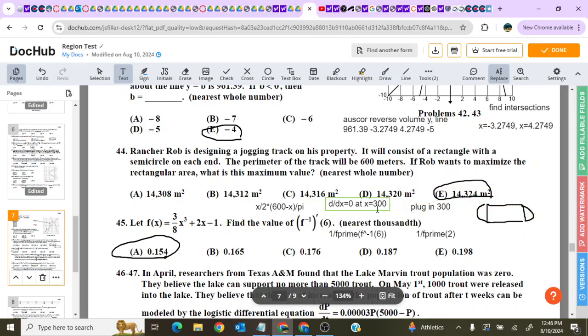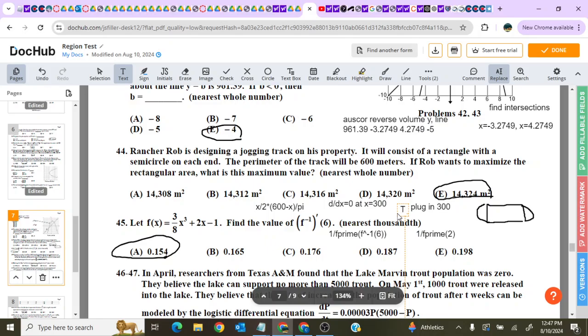And then once you do that, you need to figure out when the area is maximum, which happens when the derivative of the area is equal to 0, which happens at x equals 300 meters. Then you plug 300 back into your equation, and you get a value of 14,324 meters squared.